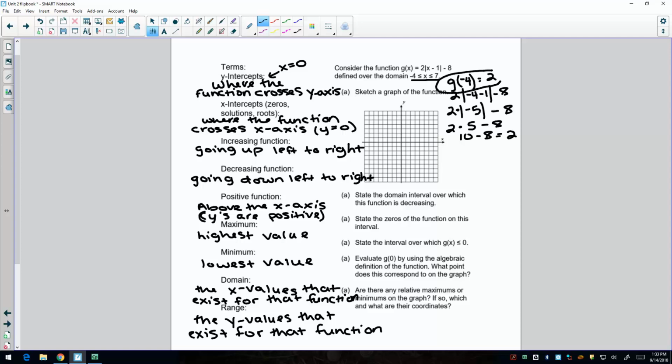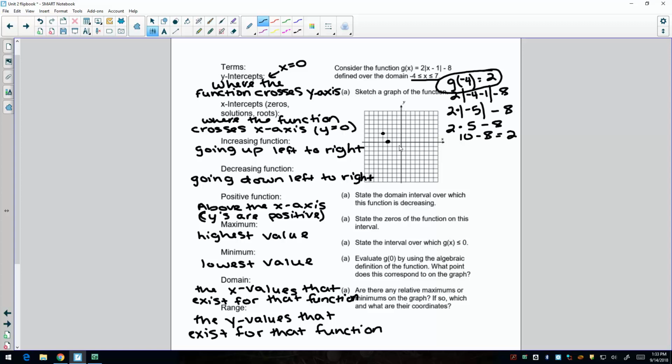So I'm going to plot that point. My input is -4, and the output turned out to be 2. Now you would plug in -3. I'm going to kind of talk through this one. -3 minus 1 is -4. The absolute value of -4 is 4. 4 times 2 is 8. 8 minus 8 is 0. So the output for -3 is 0.